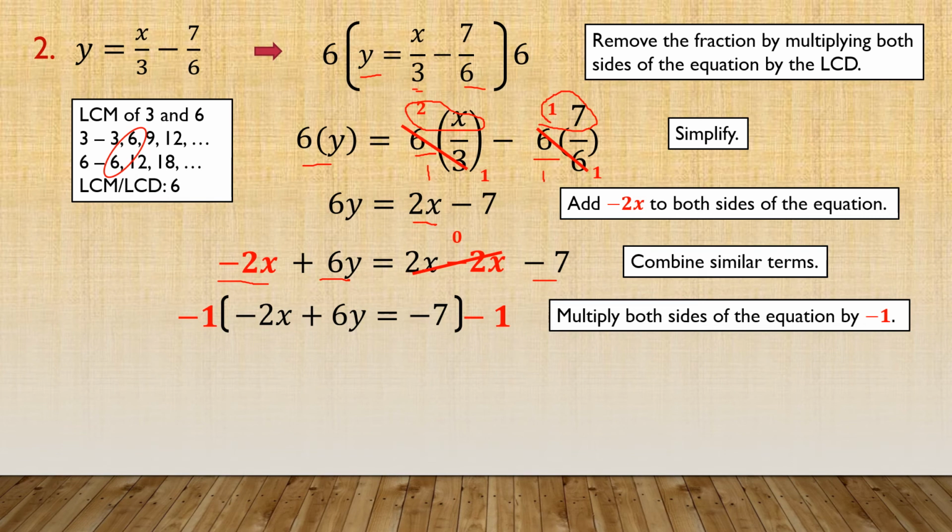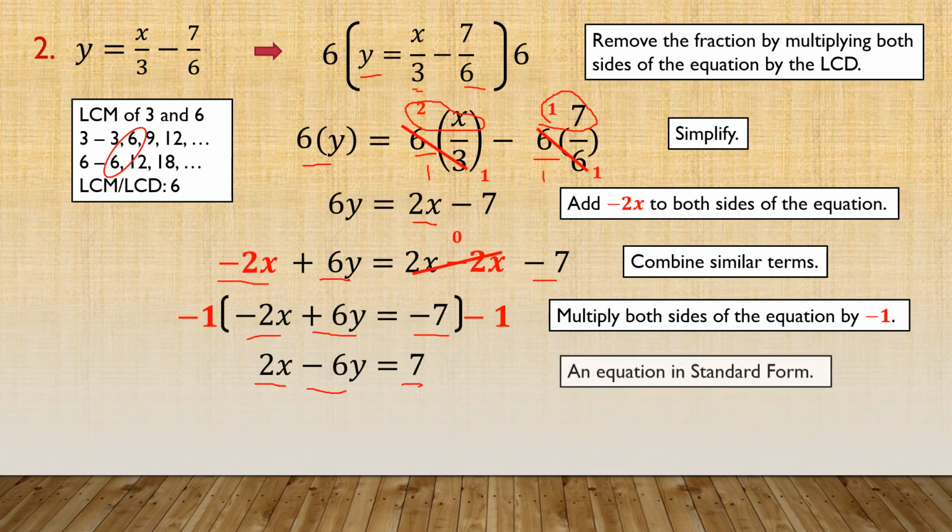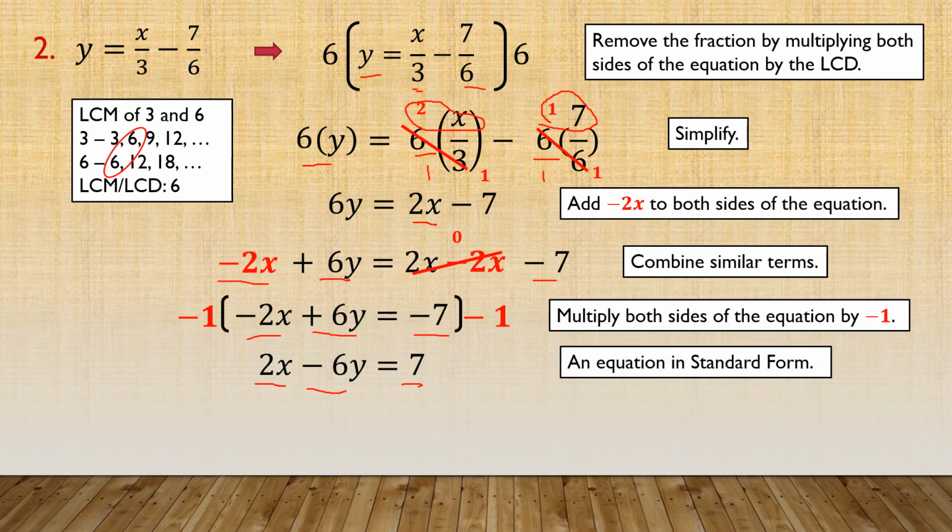Pwede namang shortcutin yon. Pwede mo na agad baligtarin na lang lahat ng signs. Yung negative 2x, gawin mo na lang positive 2x, pero dapat lahat sila. Yung positive 6y, gawin mong negative 6y, tapos yung negative 7, gawin mong positive 7. Basta dapat lahat sila babaligtarin mo. Shortcut na yun, other than writing negative 1 on both sides, para mas mabilis.